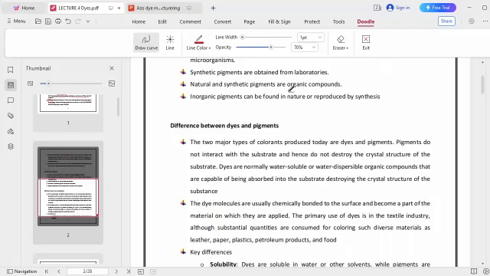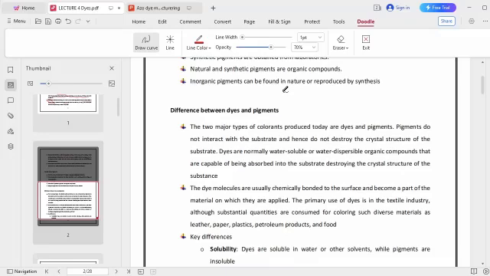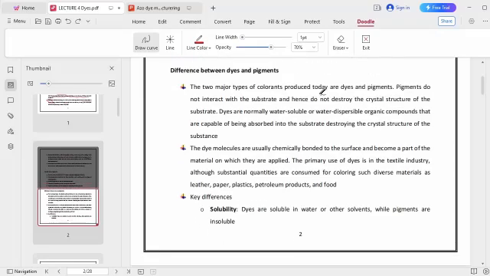We have also man-made pigments, and these ones are made by mixing different chemicals in laboratories. And then natural and synthetic pigments are organic compounds. We have said this before, which means they consist of carbon molecules in their structure. Inorganic pigments can also be found in nature or they can be produced in labs.